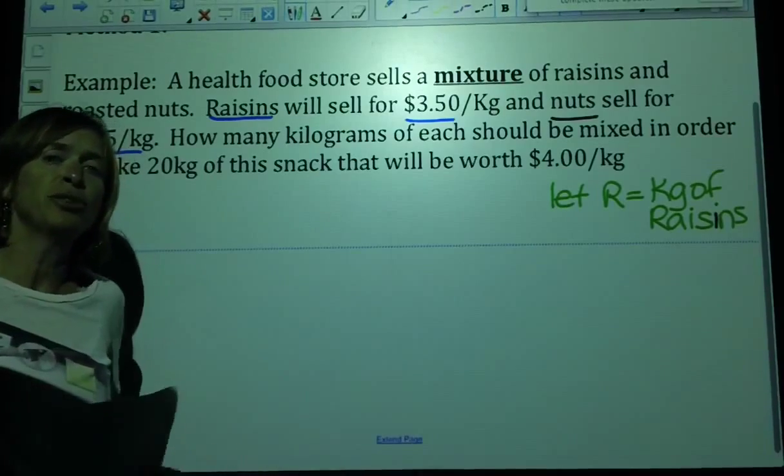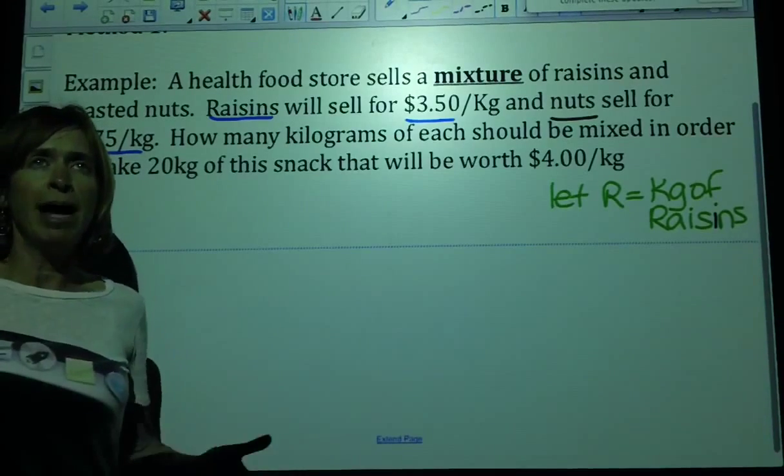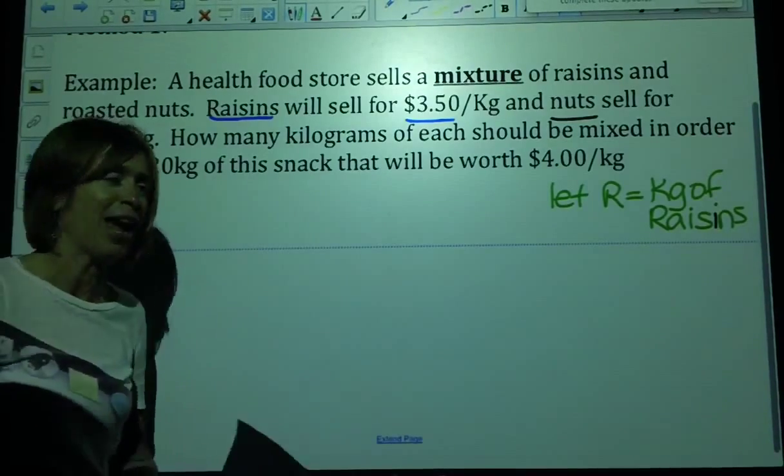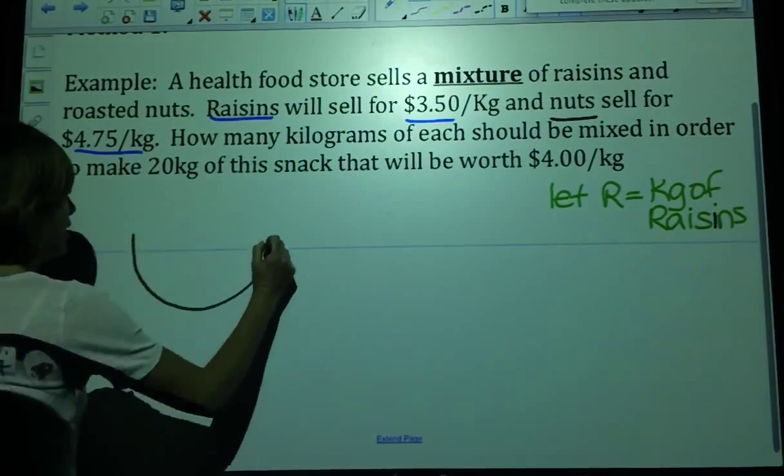All right, so how do I do this drawing a picture? Well, in my mind, what I like to think of is bowls. Bowls of raisins and nuts, okay? So I'm going to make two bowls.